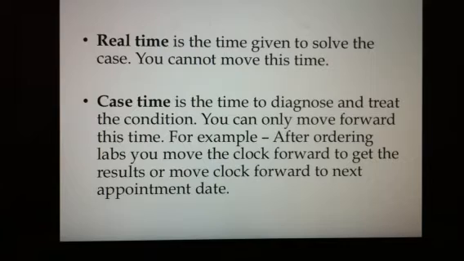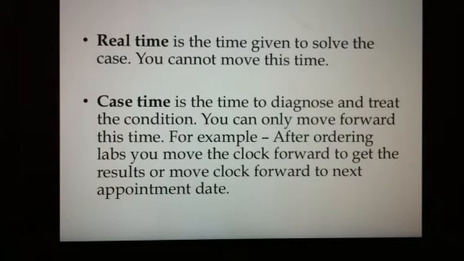There are two types of time. Real time: this is the time given to you to solve the case, and you cannot move this time. And case time: this is the time given to you to diagnose and treat the condition, and you can only move this time forward. For example, after ordering labs, you move the time forward to get the lab results.